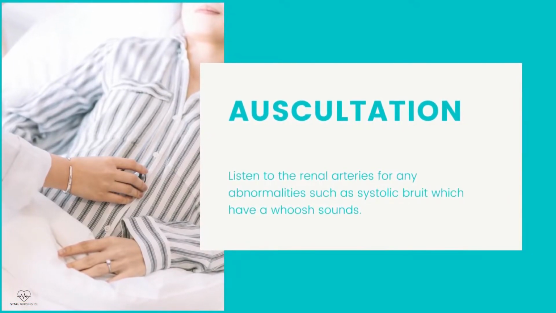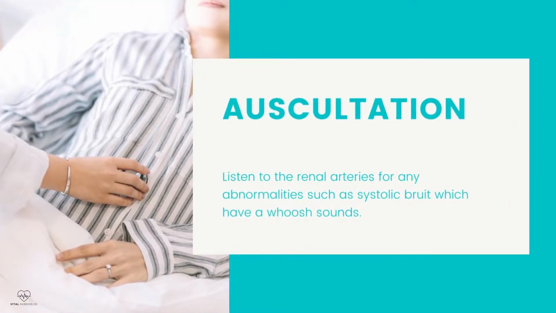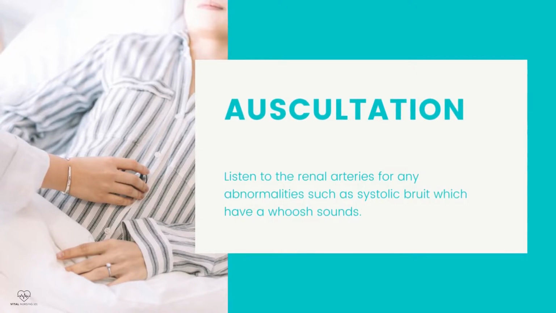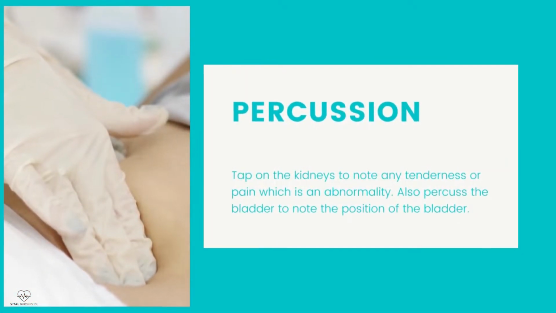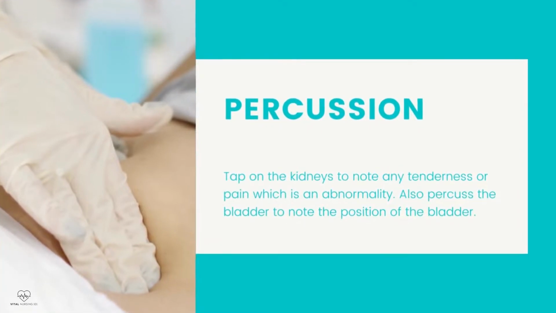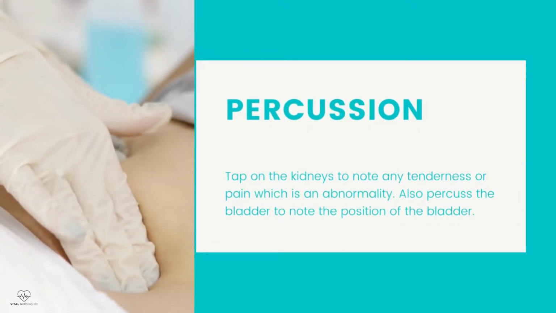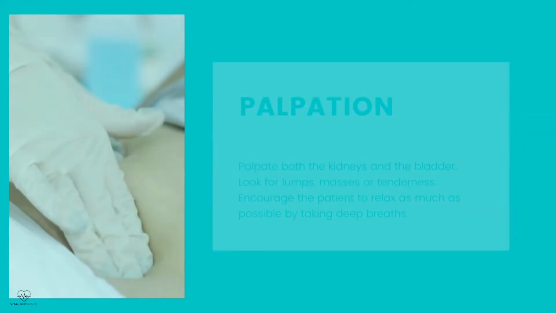Auscultation. During auscultation, you will listen to the renal arteries for any abnormalities, such as systolic bruits, which have a whoosh sound. Percussion. Here you will gently tap on the kidneys to note any tenderness or pain, which is an abnormality. Also, percuss the bladder to note the position of the bladder.